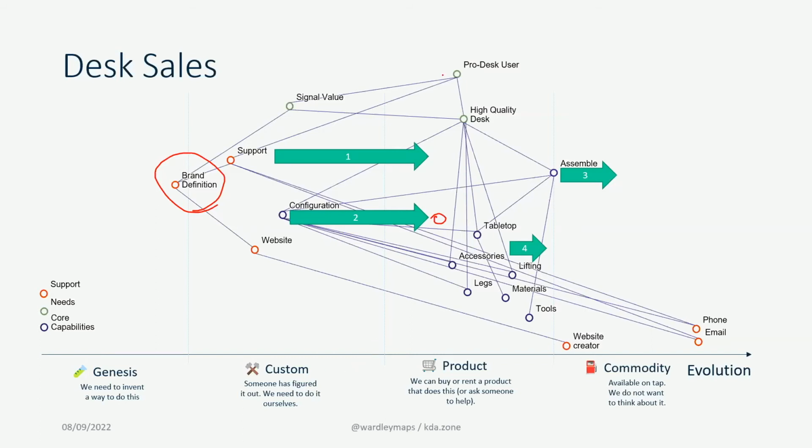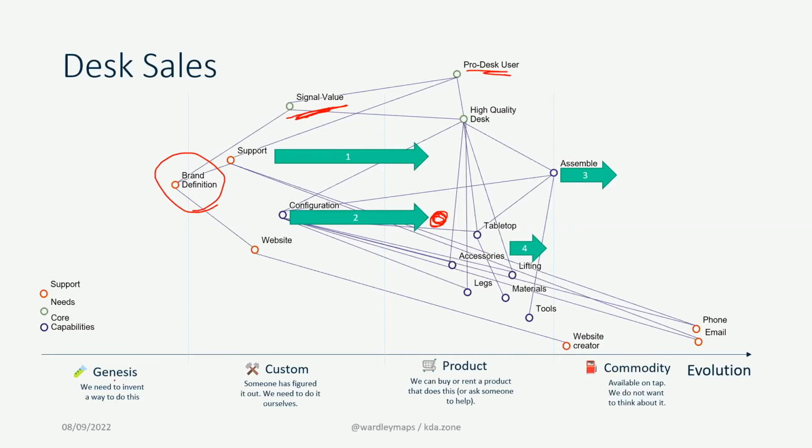Why is that? Because if the product user wants to signal value, then automatic configuration on a website isn't really that. Automatic configuration gives you the sense or the vibe of something being mass-produced or automated, and therefore being a little bit less valuable than stuff done by hand. And therefore, what we've added to the map is the brand definition.